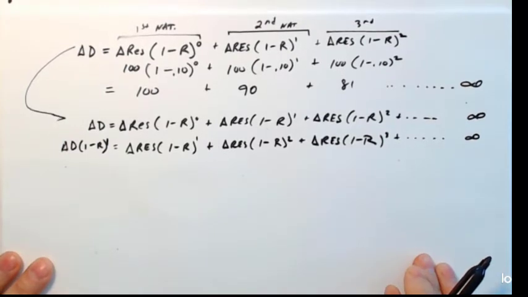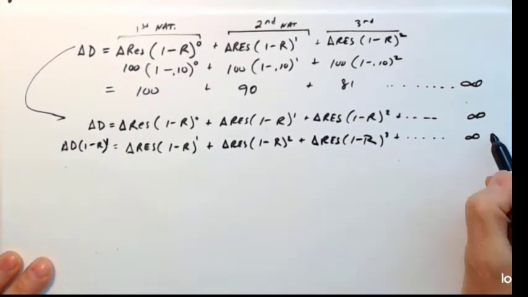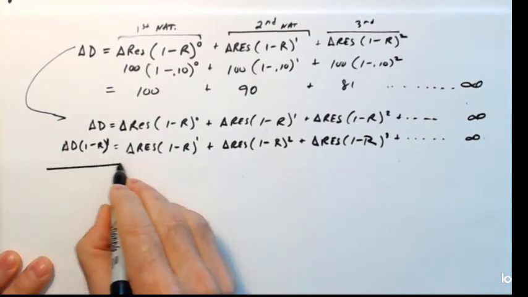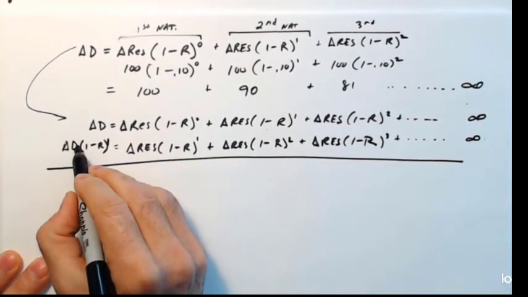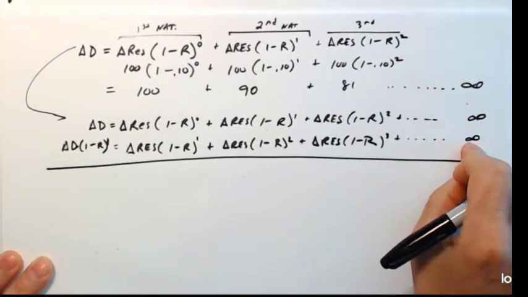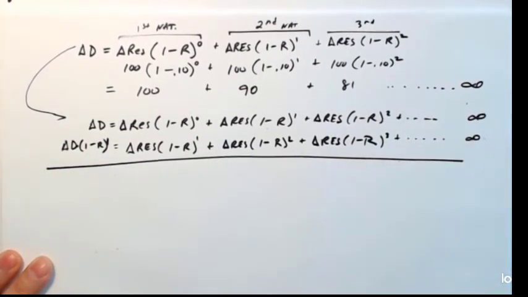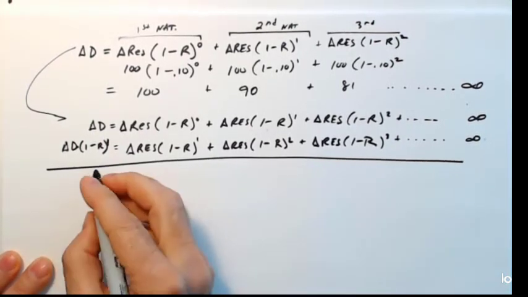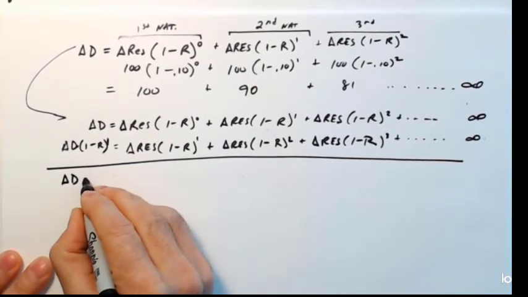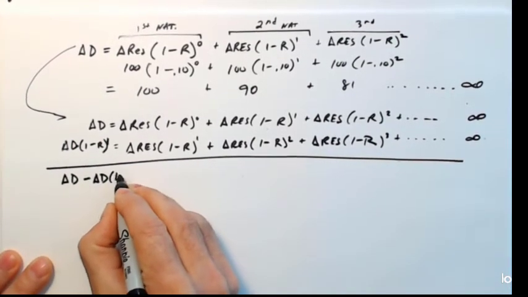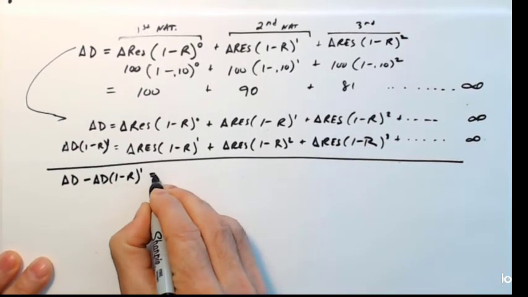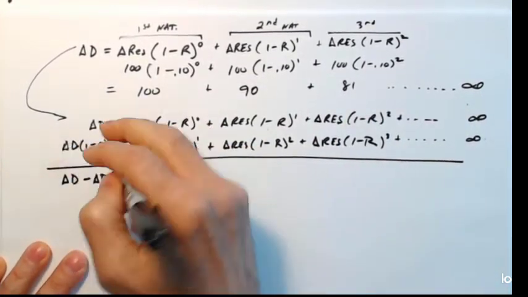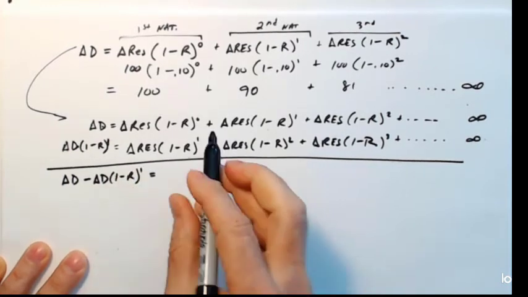Now you're looking at this, it's like, I just made it messier. But it's really easy now to get rid of this infinity sign, believe it or not. What I want to do is take this equation and subtract this equation. When I do so, things clean up really quickly. The infinity sign goes away, and we can get closer at an algebraic expression for that multiplier. So it becomes delta D minus delta D times 1 minus r to the 1 equals, now let's see, what does this equal? How do I subtract all this mess? So I took this and I subtracted this. That's easy. But how do I deal with this?